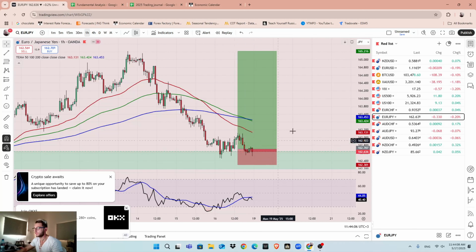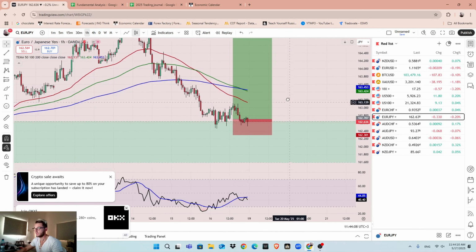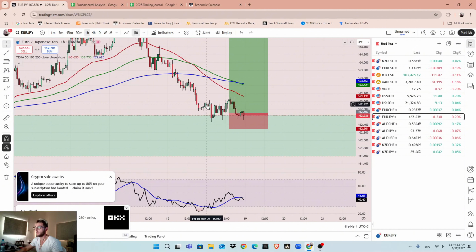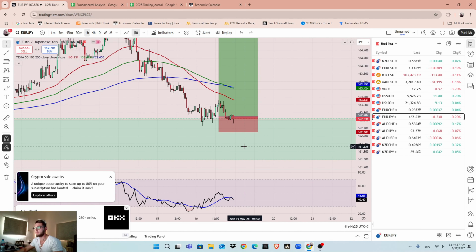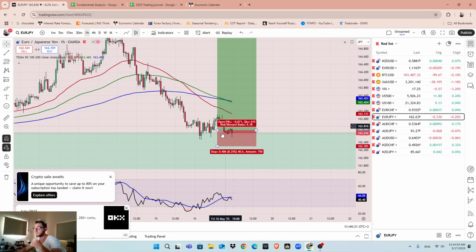So we have EURJPY. I'm in this trade. We hit the demand zone. We had a shift in market structure. Maybe I should have waited. I should have waited for Monday because now we might gap to the downside and my loss could be very huge. Okay, so this is a risky position because markets are gapping.